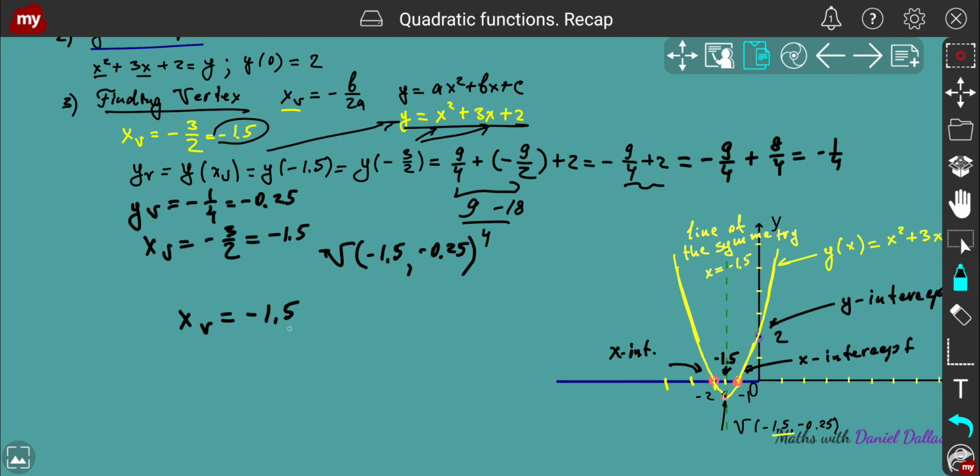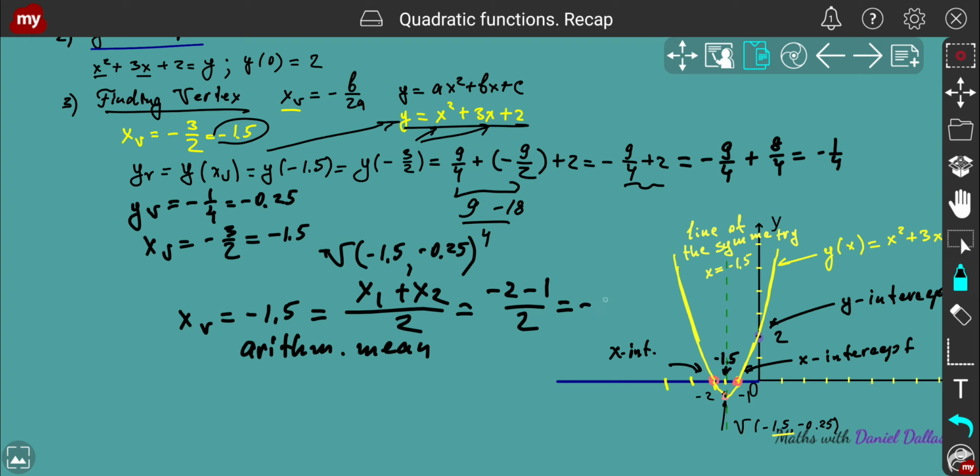So you can use the arithmetic mean. So you can use x-intercept 1 plus x-intercept 2, over 2. If you plug in those values, you'll get negative 2 plus negative 1 over 2, which is negative 3 over 2. That's exactly what you get using the arithmetic mean. So that's another shortcut. Okay.